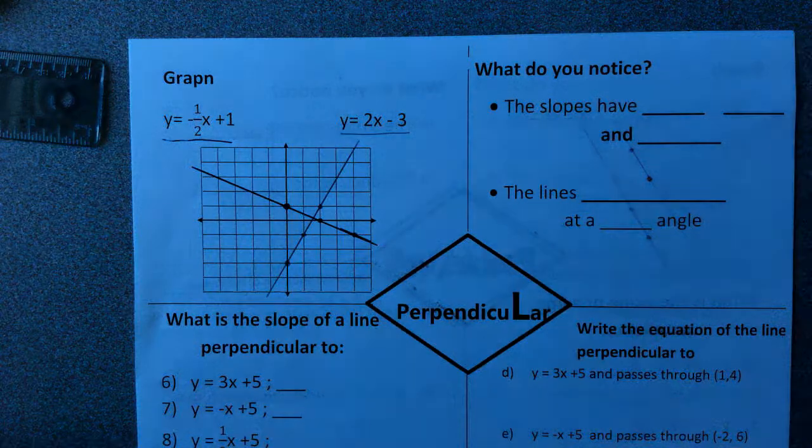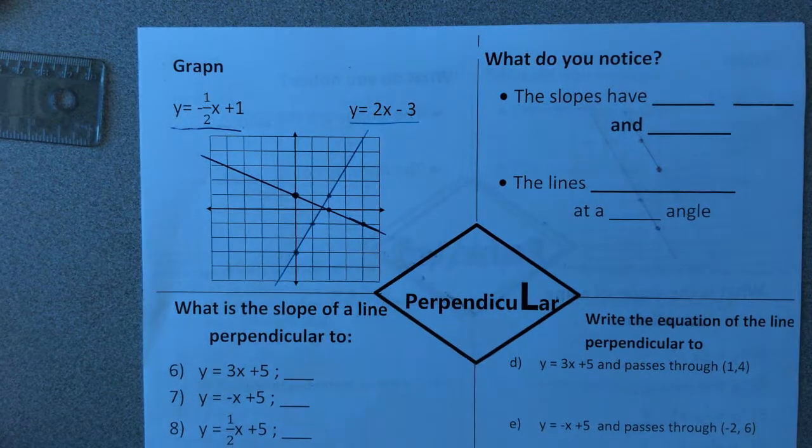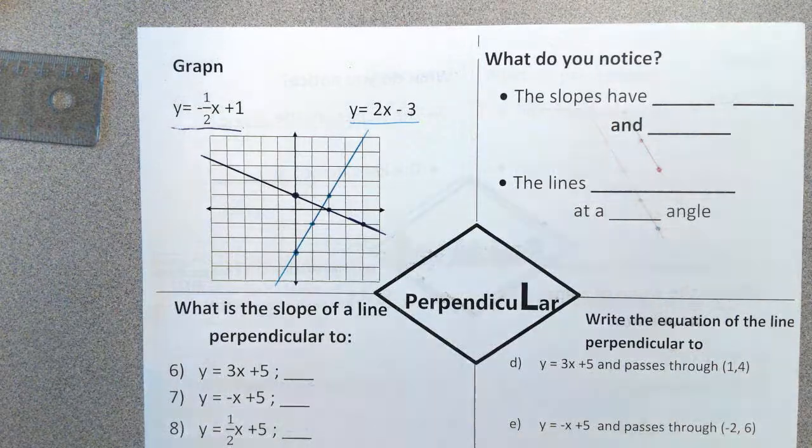So it says these slopes have, stand up real quick. Come on, light. There we go.